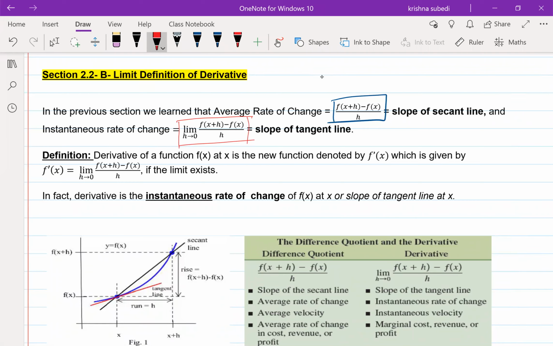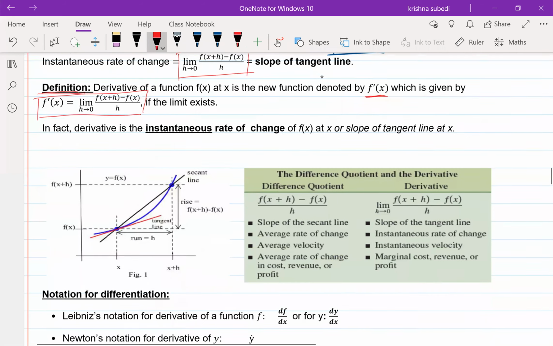So what is the derivative? Here is the definition. The derivative of a function f of x at x is the new function denoted by f prime of x, which is given by this expression if the limit exists. In fact, the derivative is the instantaneous rate of change of a function at x, or the slope of a tangent line.